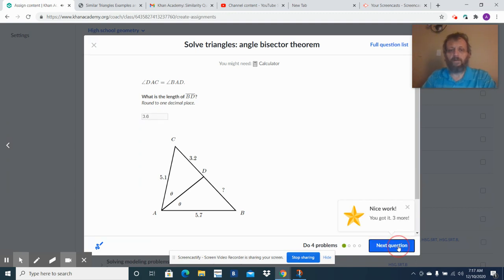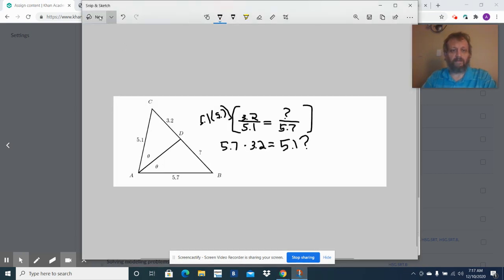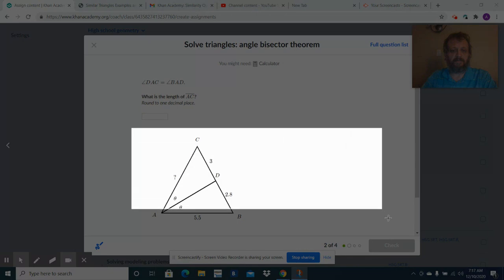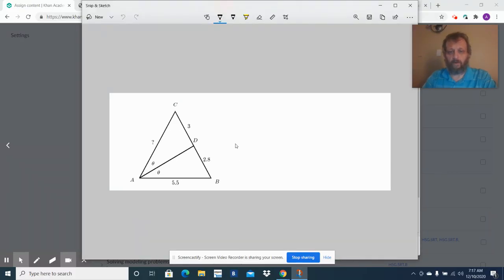All right. So now here we are again. So we're going to get ourselves something so that I can write on it. So here we go. This little thing right here. So again, what are we going to say? We're going to say question mark is to 3 as 2.8 is to 5.5. Now, again, you're going to multiply by the decimal.